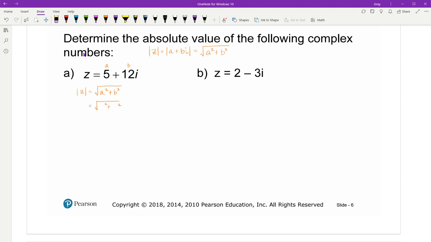So in this case, as I said, a is 5, b is 12. 5 squared plus 12 squared is 169. The square root of 169 is 13. Now, when I go to the next problem, z equals 2 minus 3i.